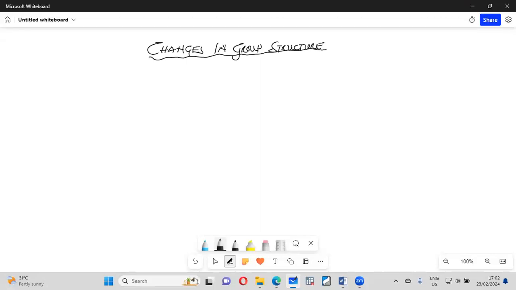Now, in terms of changing the group structure of a company, we have a typical example of acquiring a subsidiary. If you buy a subsidiary, there are two scenarios that happen, and we need to look at those two scenarios. So let's talk about acquisition of a subsidiary.